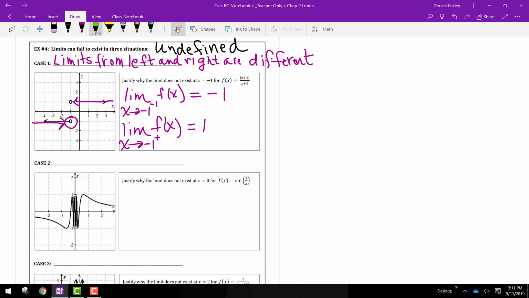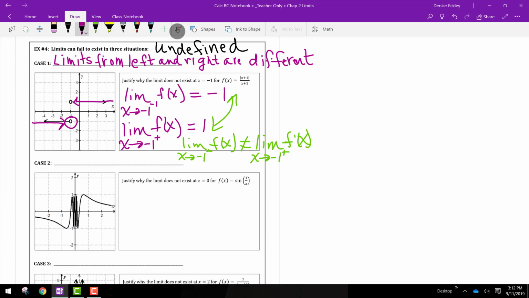So what we see here is that these limits do not match. So we can say that the limit as x approaches -1 from the left of f(x) is not equal to the limit as x approaches -1 from the right of f(x). So that's the justification for the first case.